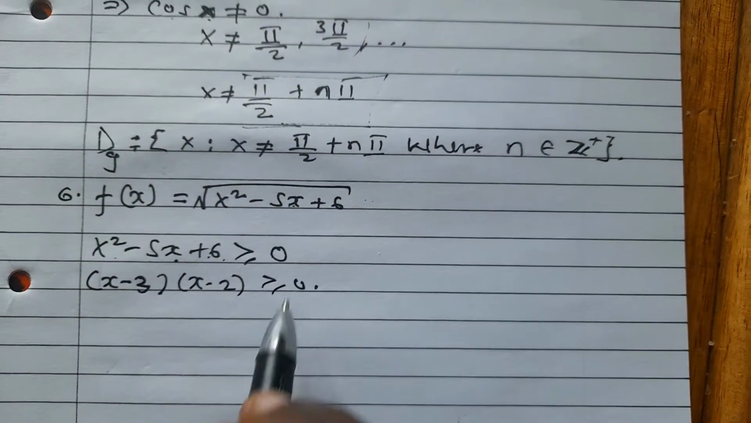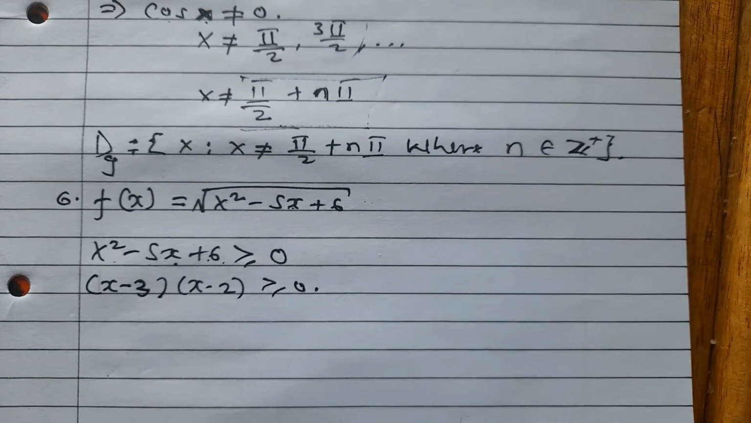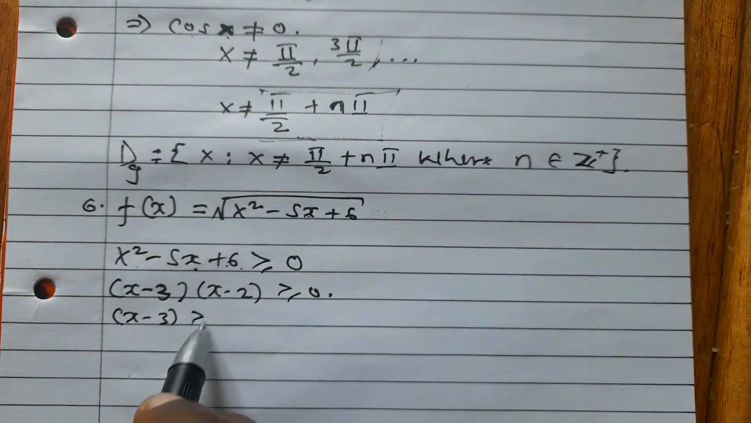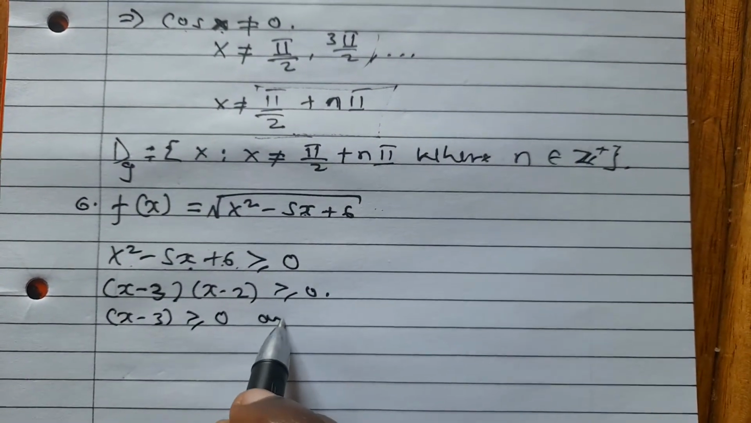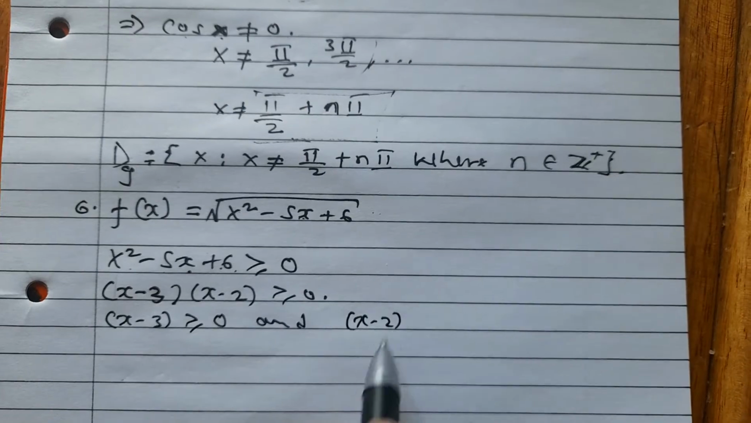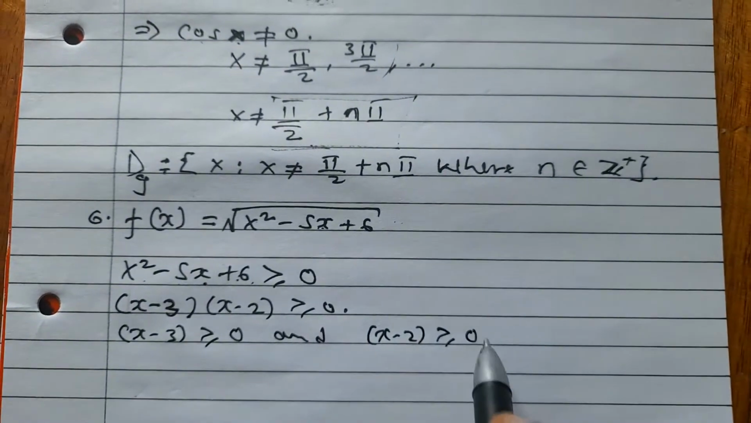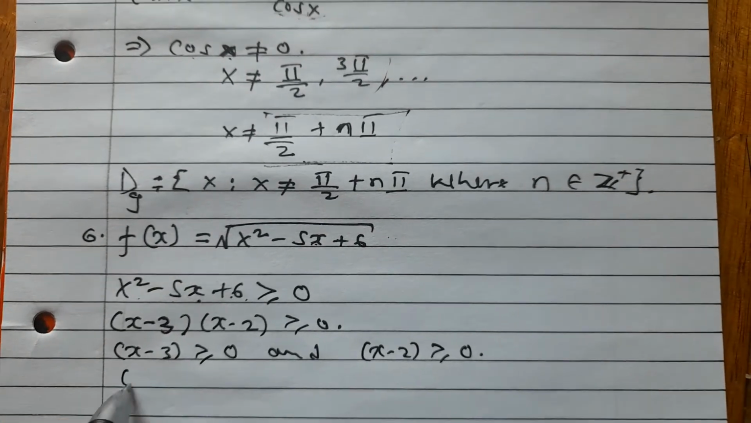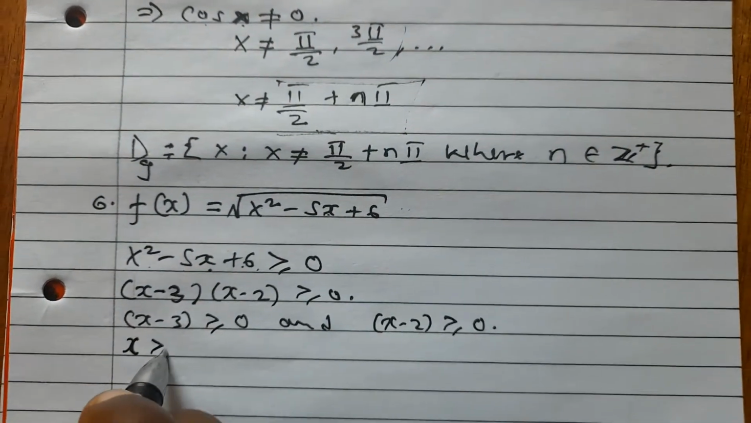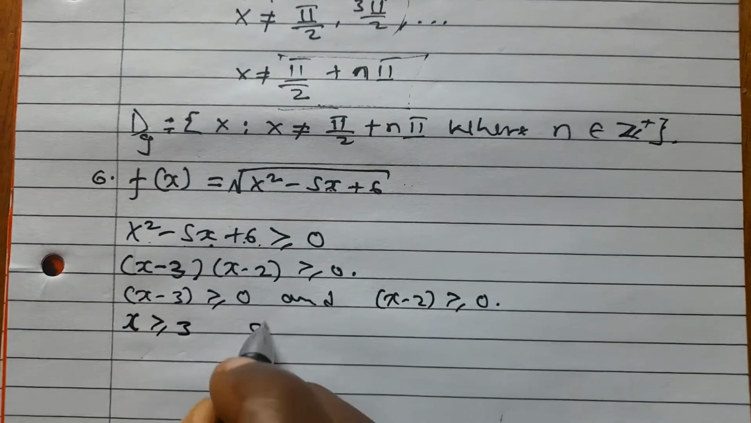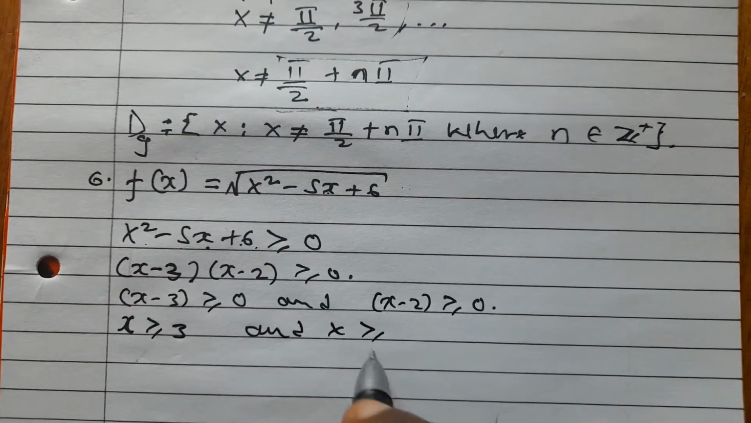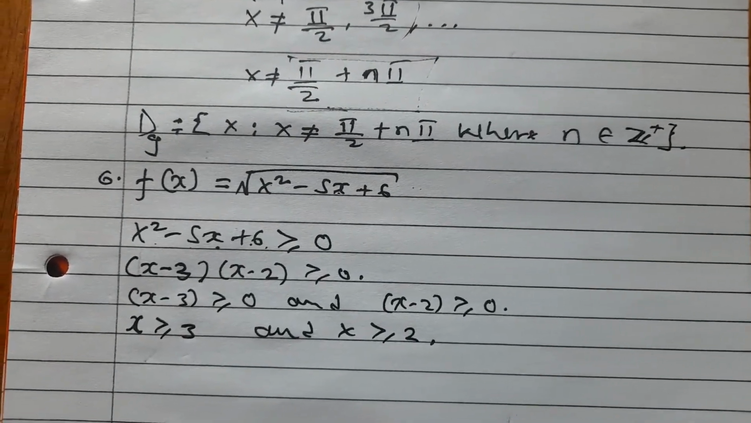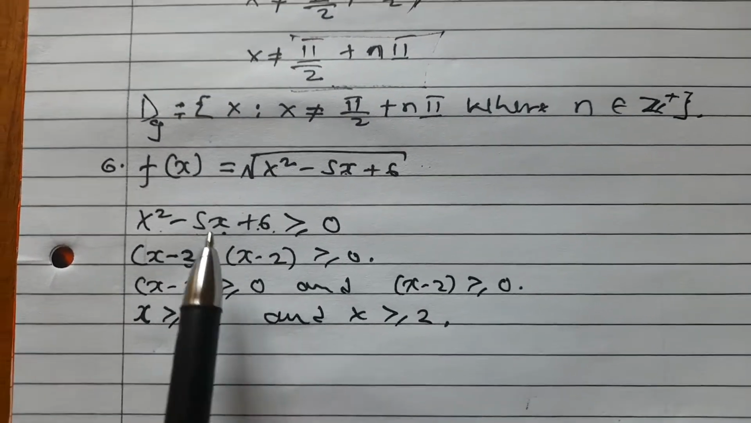Now, you realize we can go ahead and say x minus 3 is greater than or equal to 0 and x minus 2 is greater than or equal to 0, because the two are connected by multiplication, which is as good as saying x is greater than or equal to 3 and x is greater than or equal to 2.